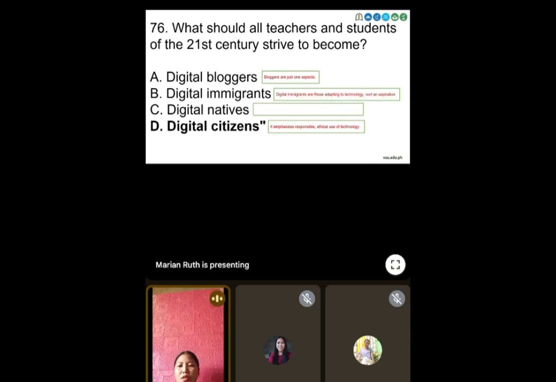Letter B, digital immigrants, is not also the correct answer. It's because digital immigrants are those adapting to technology, not an aspiration. And it is not letter C, which is the digital natives. It's because digital natives are born into tech, not something to strive for.